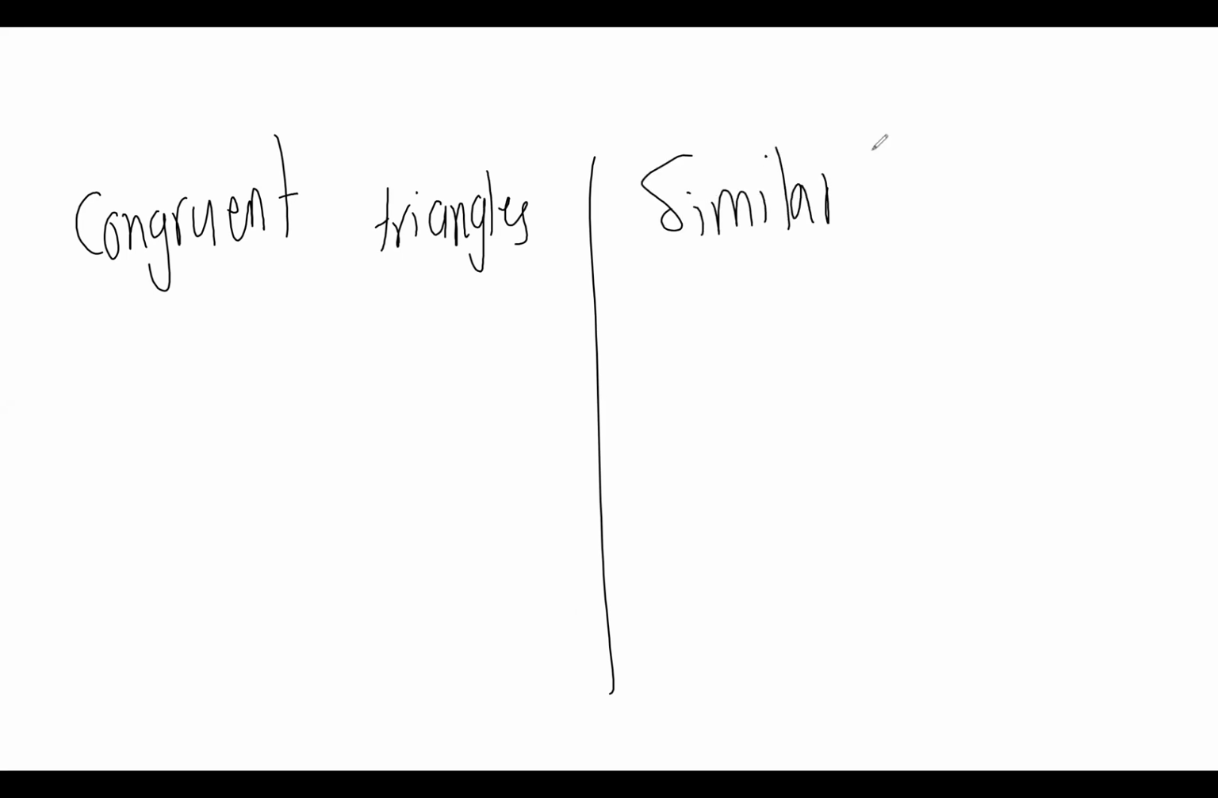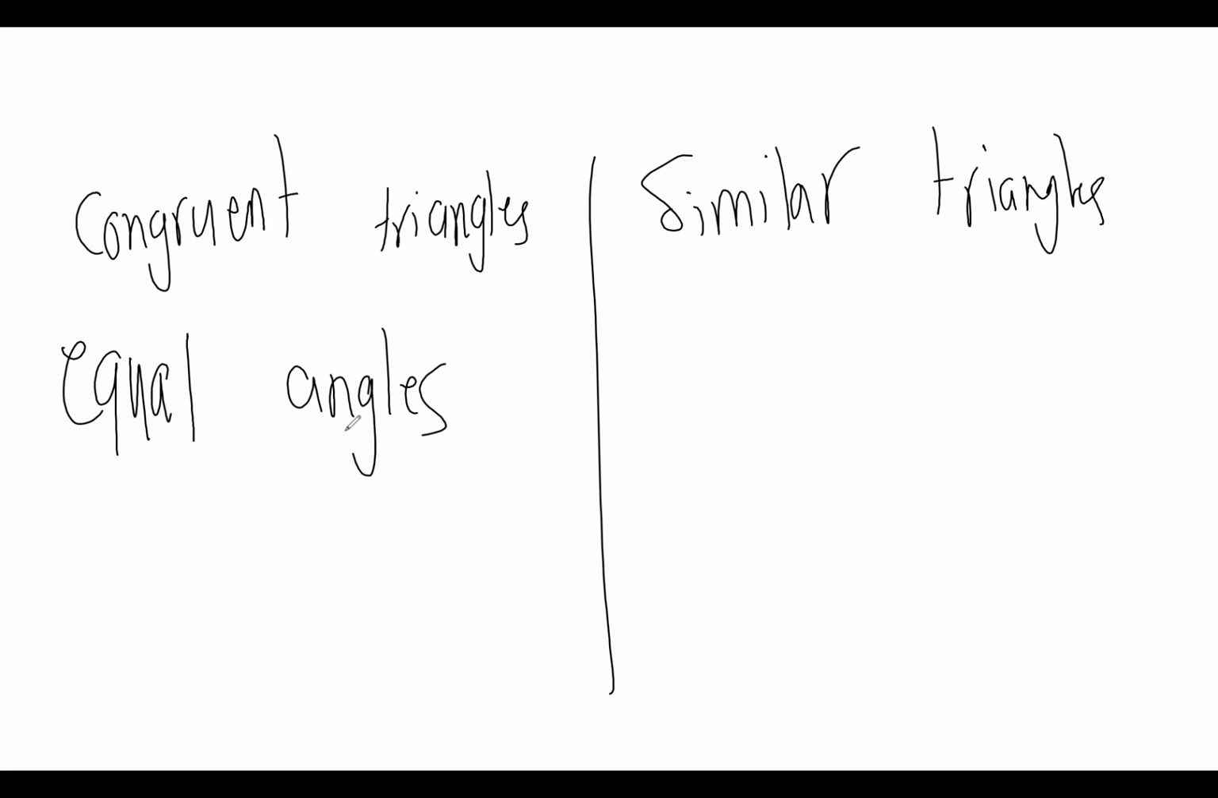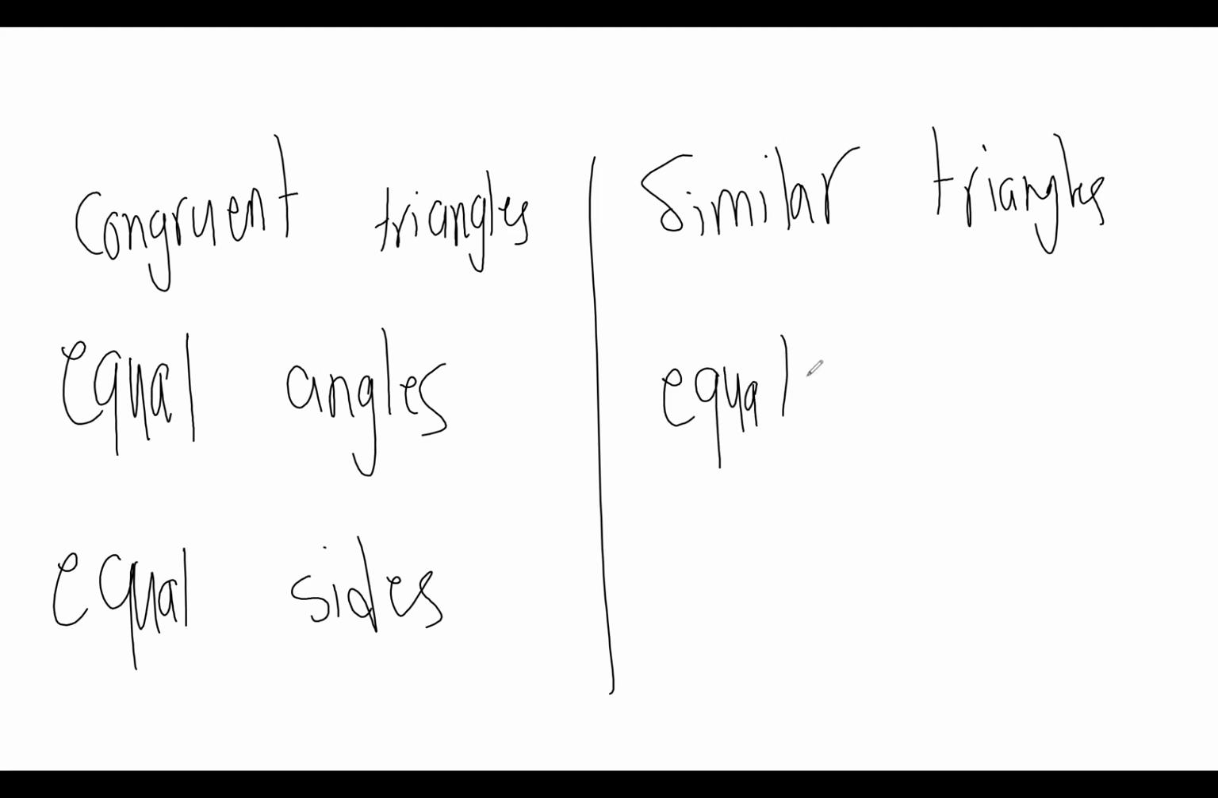Okay, so from the beginning, what is the difference between congruent triangles and similar triangles? Congruent triangles should have equal sides, equal corresponding angles, and equal corresponding sides. While similar triangles should have equal angles but proportional corresponding sides.